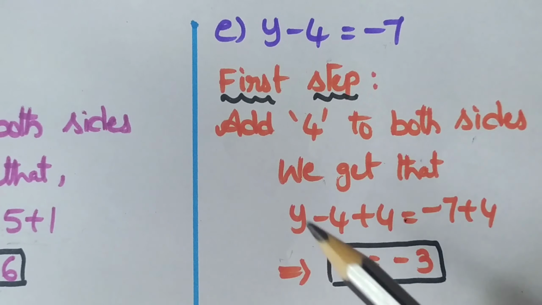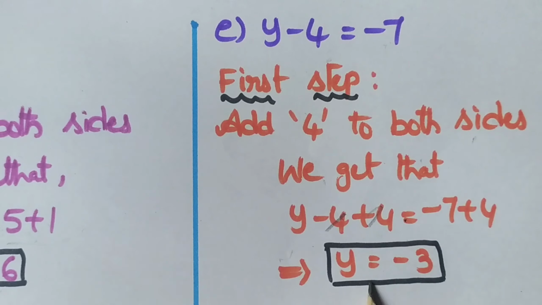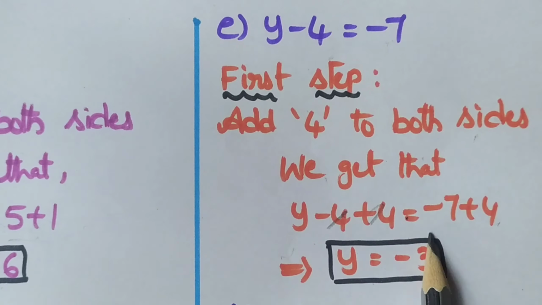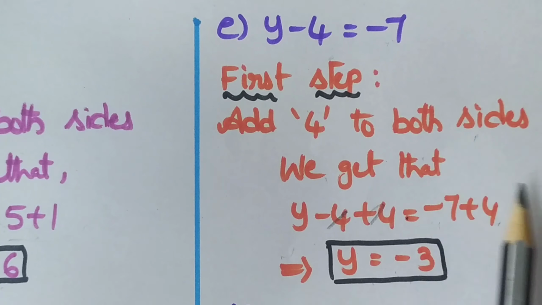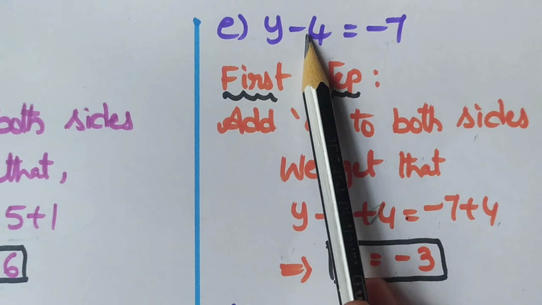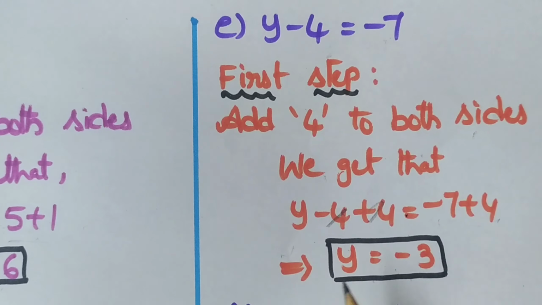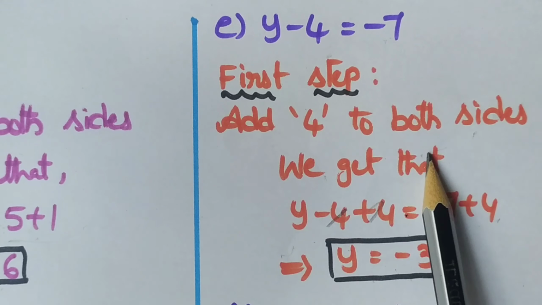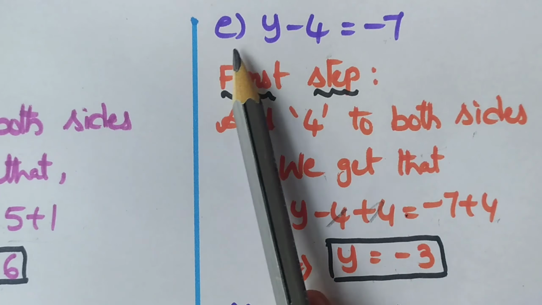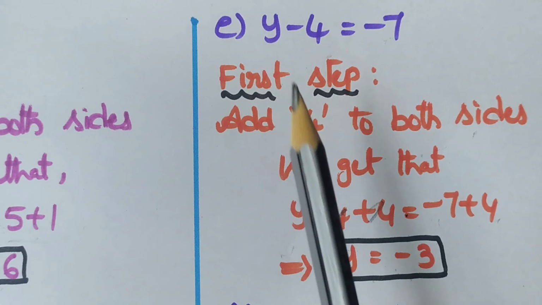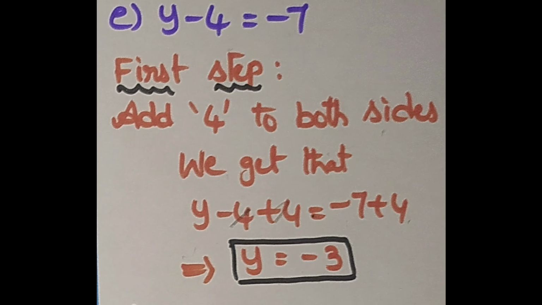Here y minus 4 plus 4 get cancelled. And y is equal to minus 7 plus 4 is minus 3, because the bigger number's symbol is minus, and we have to do subtraction when there are two different symbols. Now 7 minus 4 is 3. So y minus 4 equal to minus 7, where y equal to minus 3. Now this is how you write the statement. So this is E bit. So with this, E bit gets completed.